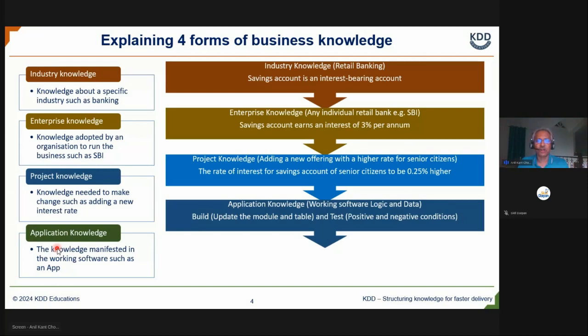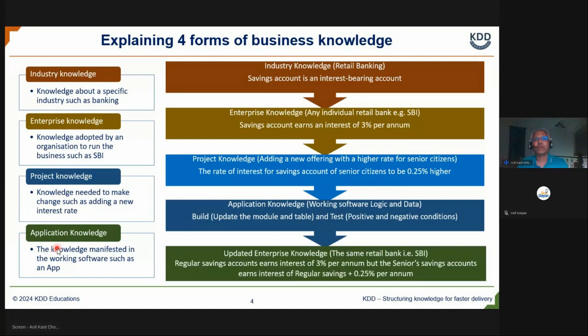And finally, once the app is all done, this information will be put back into the enterprise system, because now, as far as SBI is concerned, they will have saving account as two different kinds of saving account. One is a regular saving account, one is for a senior citizen. So depending on what it is, they will have a different interest rate. So this is just an example of how we see industry knowledge to enterprise knowledge to project to app knowledge, and of course it goes back and gets updated into the enterprise knowledge.